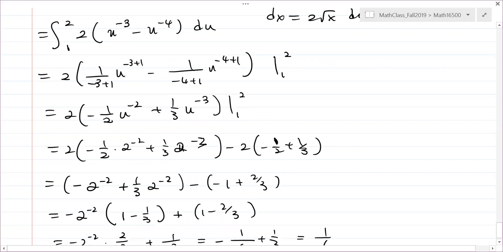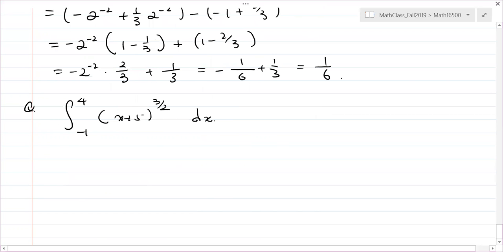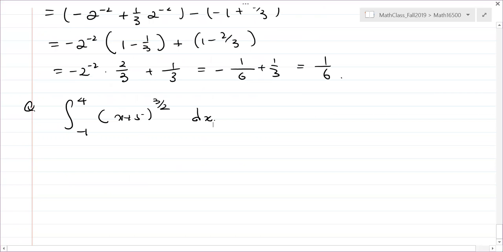All right. So I wanted to do this one. The integral from negative 1 to 4 of x plus 5, to the power 3/2, dx. Okay, please do this part.